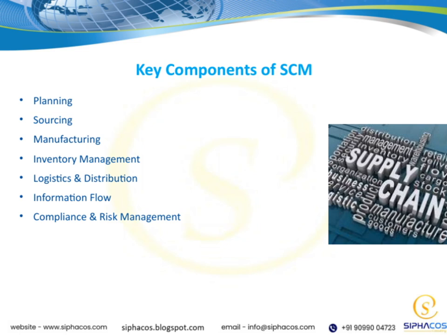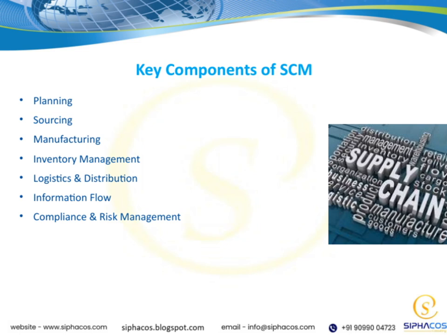Moving on to manufacturing, this involves the actual production process, transforming raw materials into finished goods efficiently and maintaining quality standards. Inventory management is crucial too. It's about balancing stock levels to avoid shortages or excess, which can tie up capital or lead to delays. Then there's logistics and distribution, which handles the movement of products from factories to warehouses and ultimately to customers. It's essential for timely delivery and cost control.